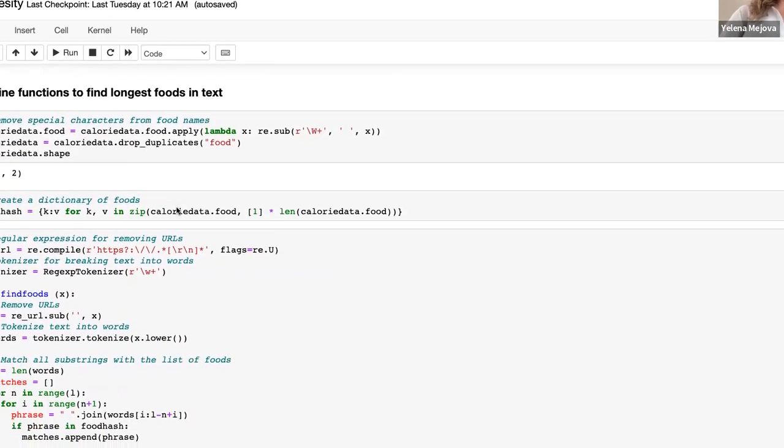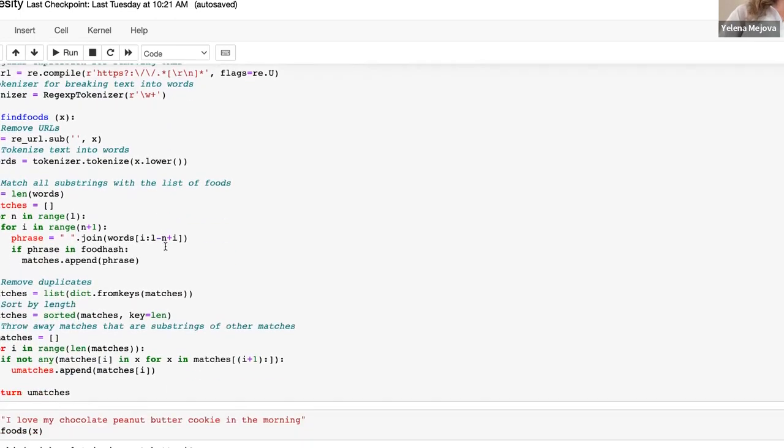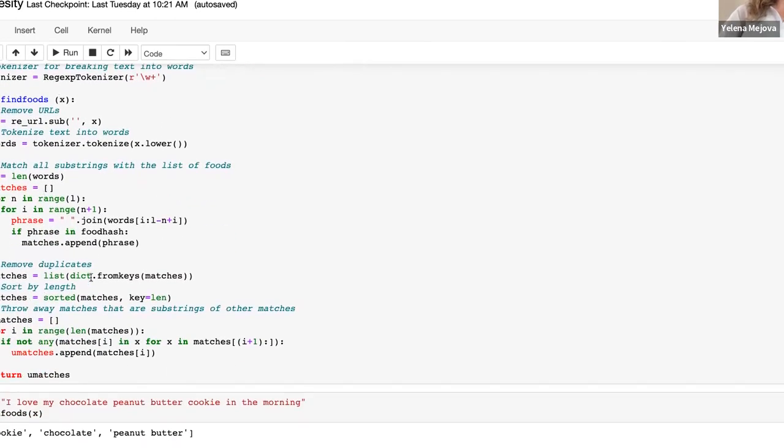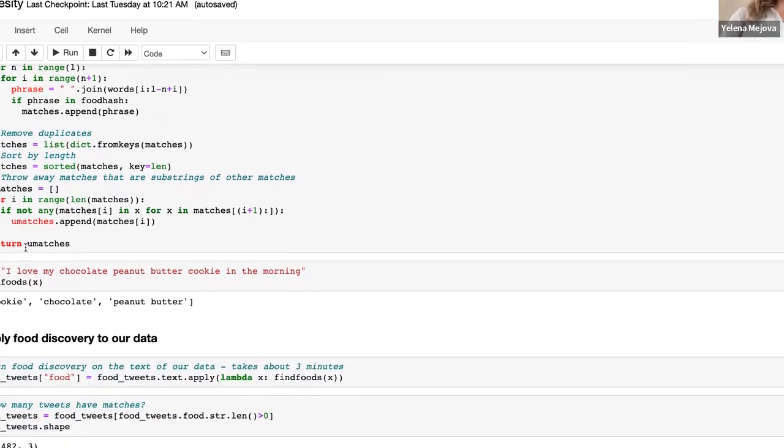And we do something very similar. So basically, we make a hash of our foods. And again, we do some kind of loop over our text. In fact, what I do is I try to find the longest match. So in this example here, I love my chocolate peanut butter cookie in the morning.